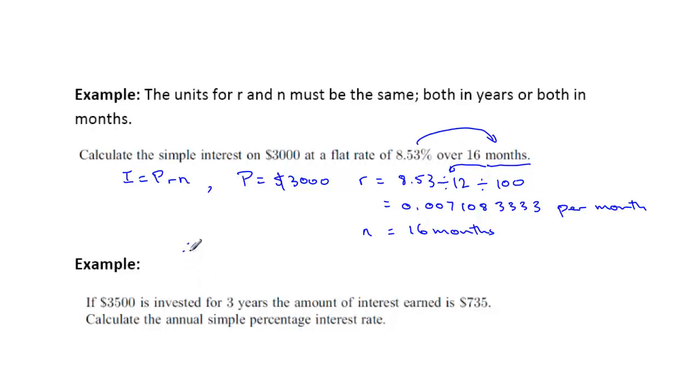So our conclusion is therefore that the interest is equal to $3,000 times by our rate of interest. So that's that up there. Let's make sure we write it down properly. 0.0071083333 times by 16, which comes to $341.20 if we round it off. So that's our interest there.